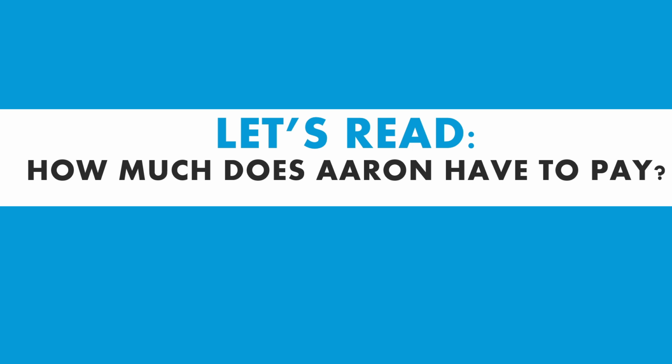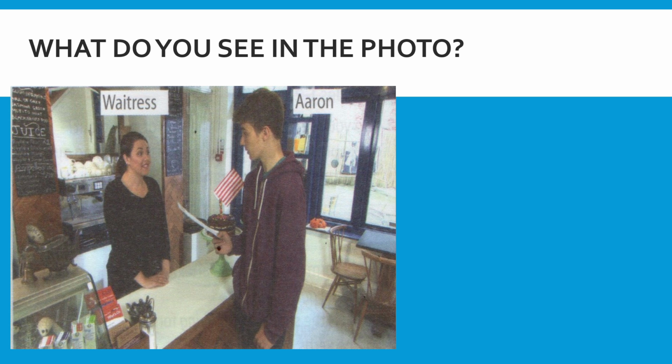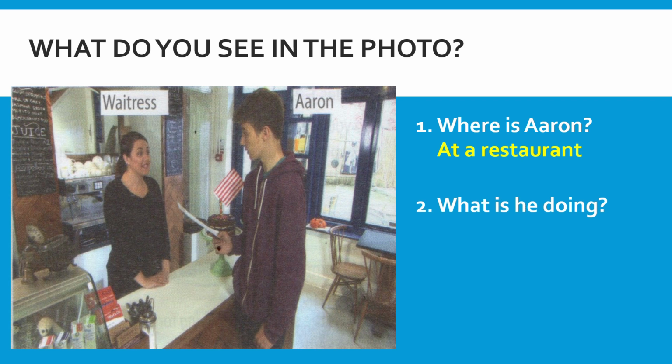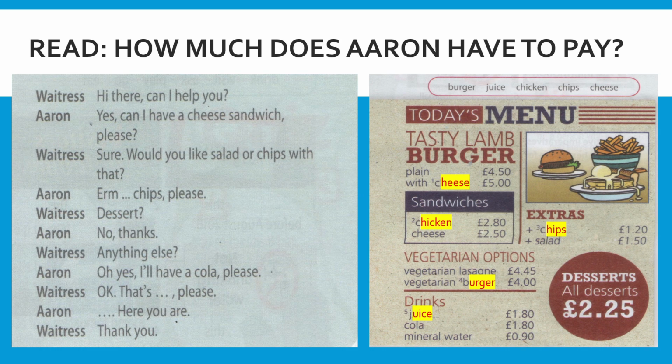We are going to read a dialogue and you are going to calculate how much Aaron has to pay. This is a photo where there are Aaron and also a waitress. Now, what do you see in the photo? Answer me these questions. Where is Aaron? Aaron is at a restaurant. Number 2, what is he doing? As you can see there, Aaron is holding a food menu and he's talking to the waitress. What do you think he's doing? He's ordering food.